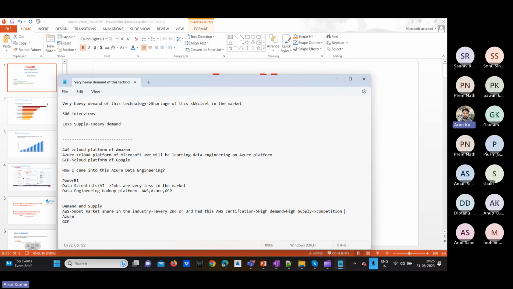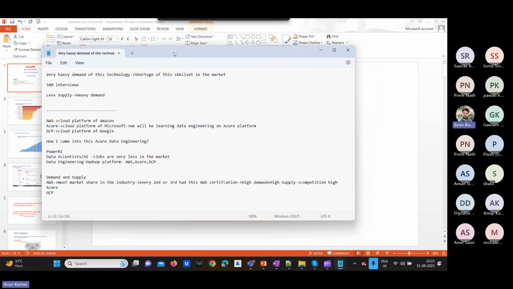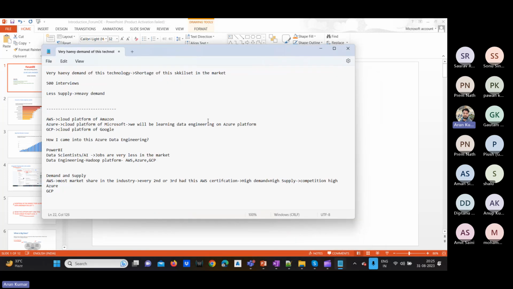That's why I took this decision logically. If you are deciding to learn Azure data engineering, there should be some logic behind it, right? Your mind should be satisfied with the logic of why you chose Azure data engineering. If you have this logic, then you can sustain for the long run. You can learn with full zeal, full will, full energy.